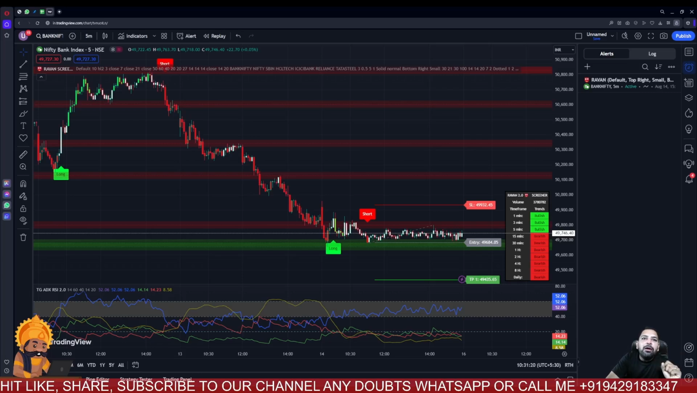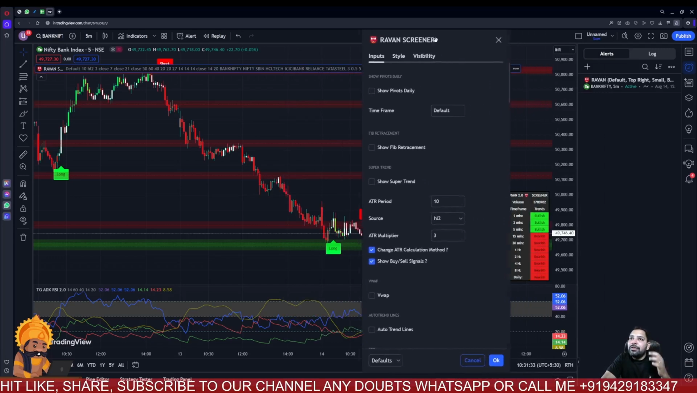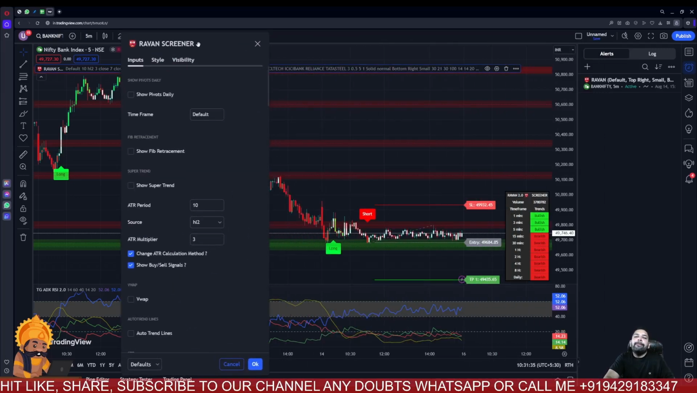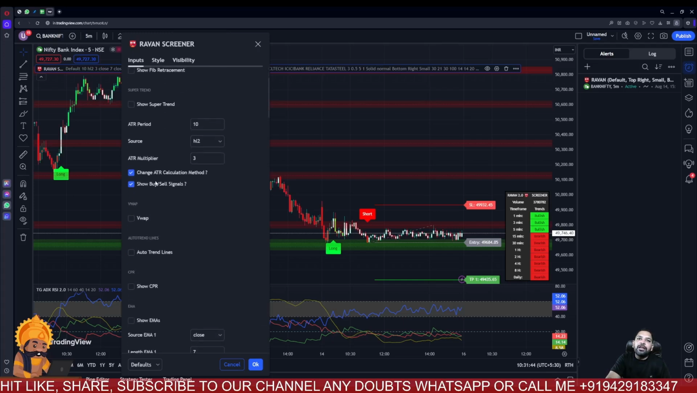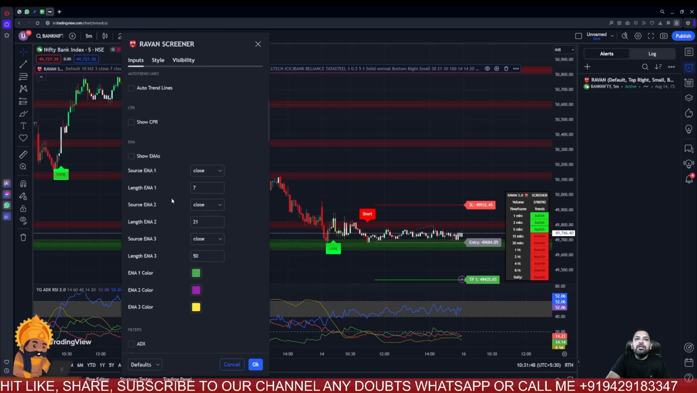Now let me go to the indicator settings. Once you go to the indicator, you will find this settings option. You have to click here. So let's understand each and everything, all features, step by step. First, you will have to go to the input section. You can see the input section, these are the features which are unchecked. If you want to use a feature, you just have to check mark that feature. The indicator feature will be applied on the chart.